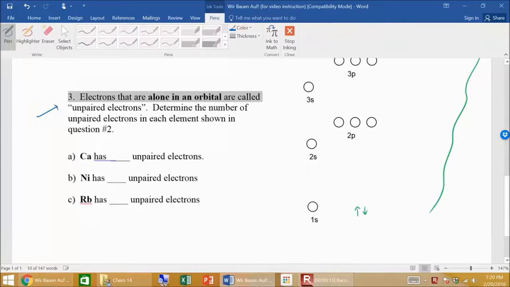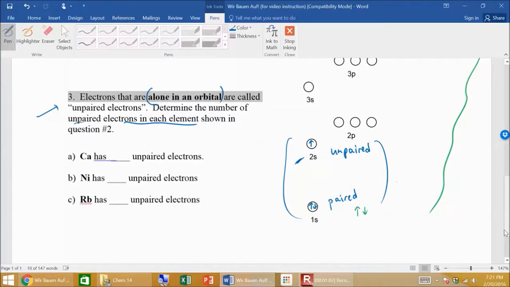Number 3, you need to understand these words here, alone in an orbital. So if I have two electrons that are sharing, those are called paired electrons. But if I have a single electron, it's all alone, that's an unpaired. So if you can draw the picture, the number of unpaired electrons in each element will be easy to see. Like if this was my picture here, I have one unpaired electron.